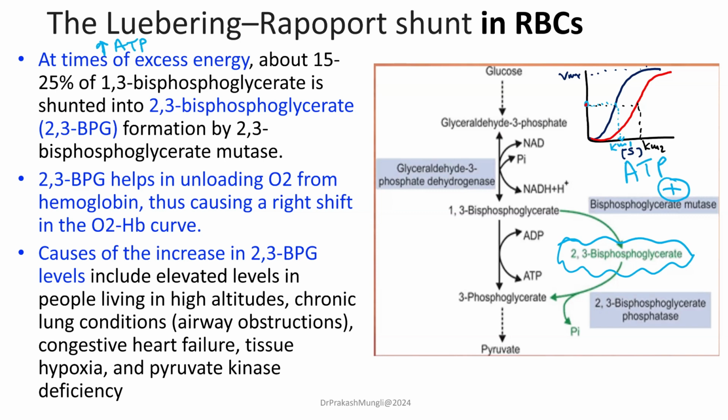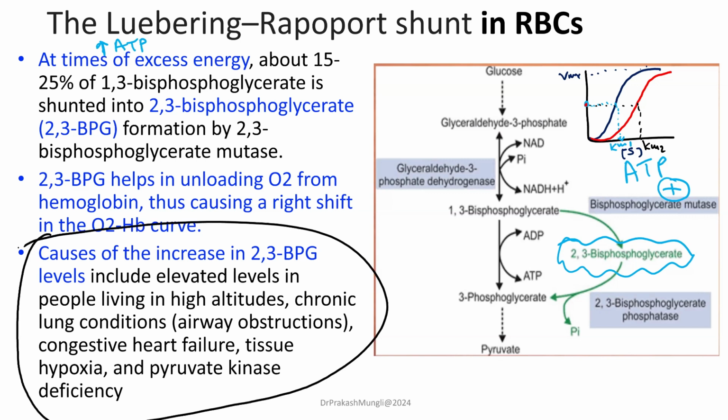So what are the conditions for right shift in the oxygen dissociation curve? What condition causes right shift in the oxygen dissociation curve? Make sure you remember this, important, because each one of them can be the case stem. You can use each scenario to make a case stem, right?